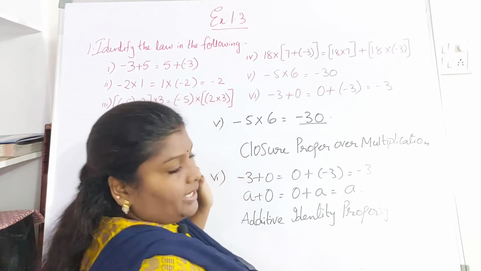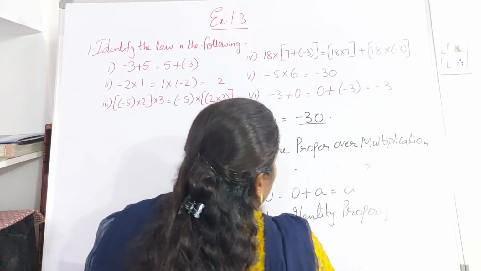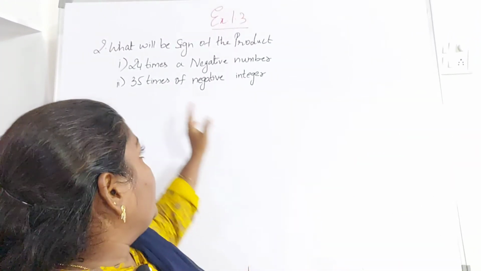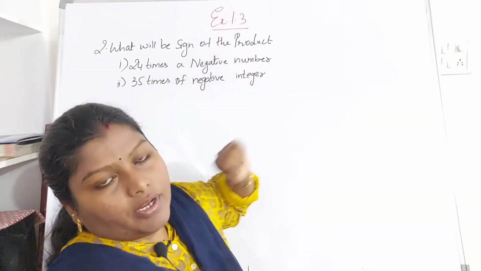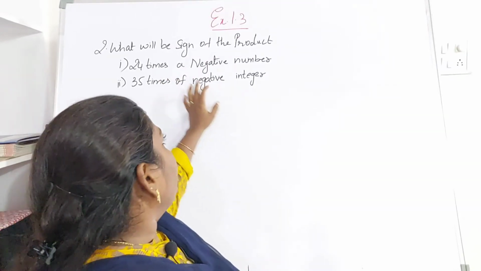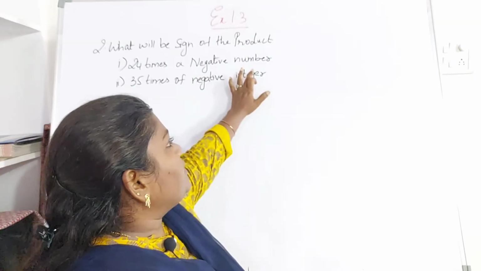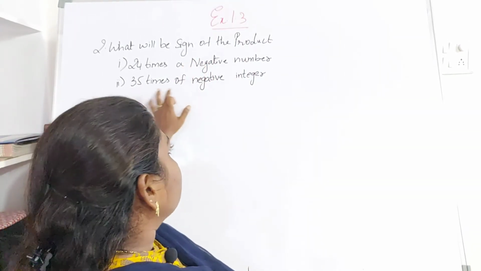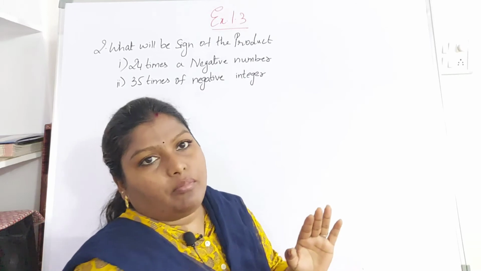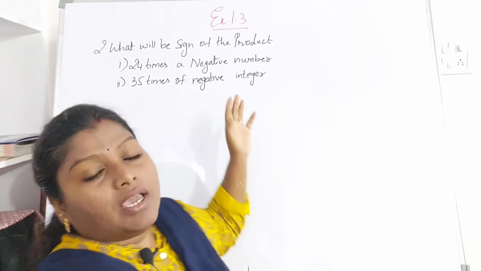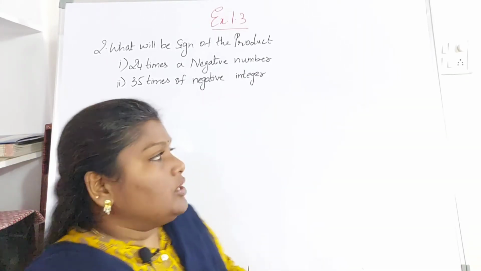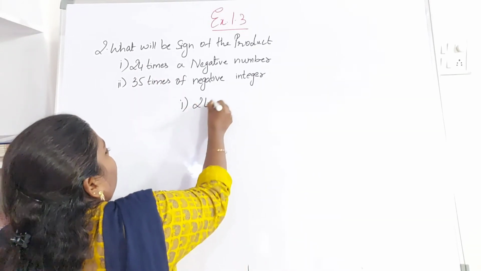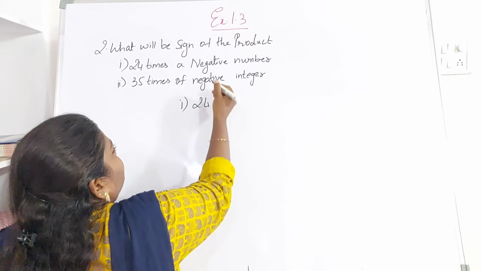So let me explain the next one. The next one is: what will be the sign of the product? Here there are two cases they have given. 24 times a negative number is multiplied. So what will be the product? And the next one is 35 times a negative integer. If we multiply 35 times a negative number, what will be the product? So let me explain the first one. 24 times, if we multiply a negative integer.